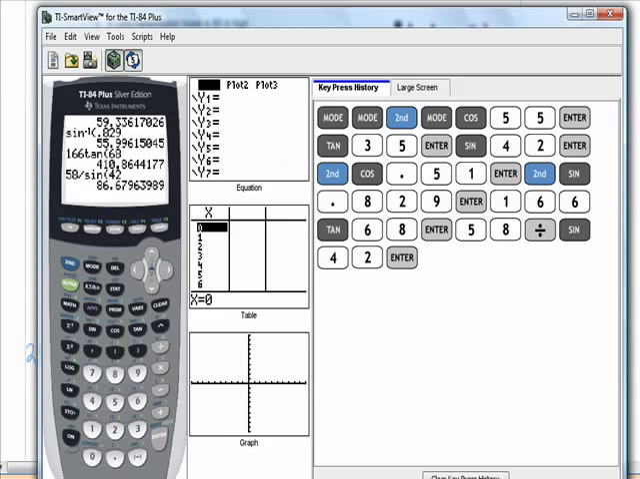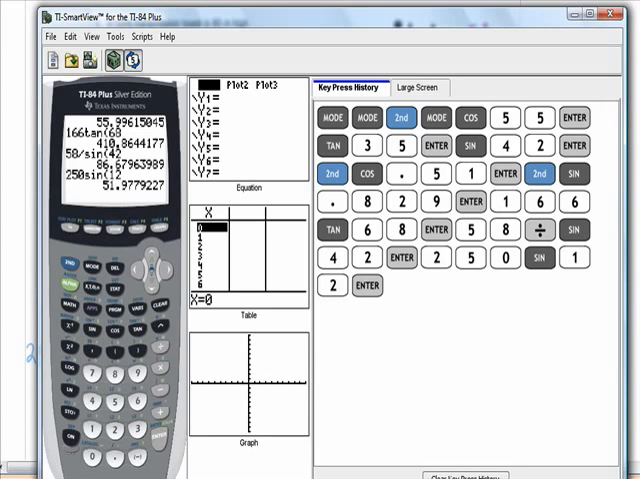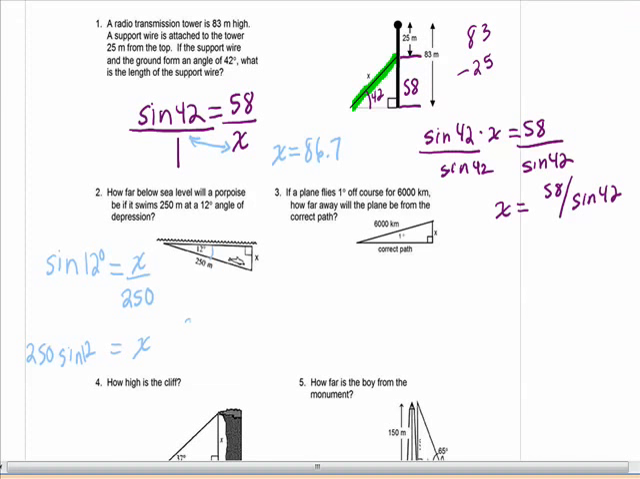Go to your calculator. Hit 250 sine 12. Enter. 51.97. What happens when we round this to the nearest tenth? 52. Exactly. x equals 52 meters. Oops, I put degrees. Thank you. Alright class, what I'd like you to do is press pause and attempt to do 3, 4, and 5 by yourself. Press pause.